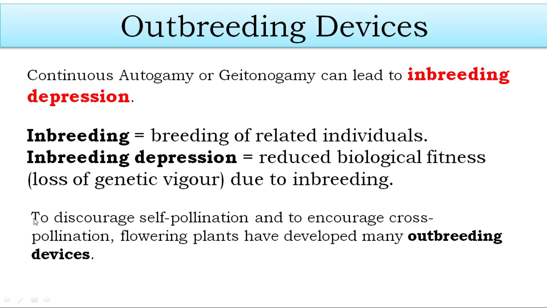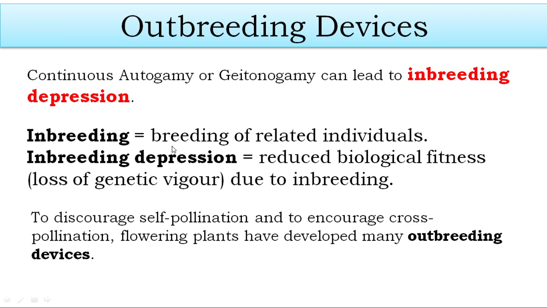So in flowering plants, in order to discourage self-pollination, which leads to inbreeding depression, plants have developed many outbreeding devices in order to discourage self-pollination and to encourage cross-pollination. Cross-pollination means xenogamy, just remember that. When the pollen of a different plant lands on the stigma of a different plant, that is called cross-pollination. So it brings about genetic variation, and genetic variation is good for the population. It avoids inbreeding depression. And the methods to encourage cross-pollination are called outbreeding devices.